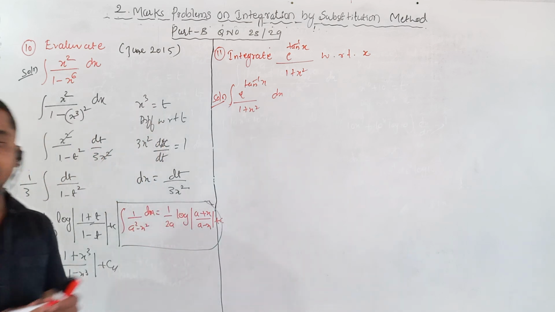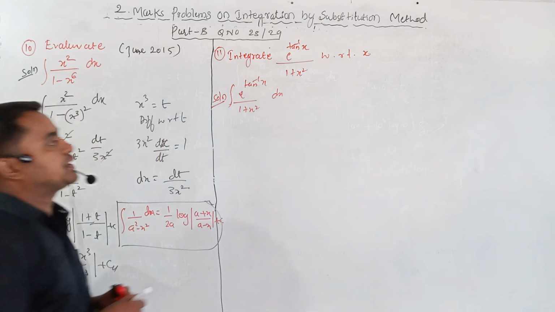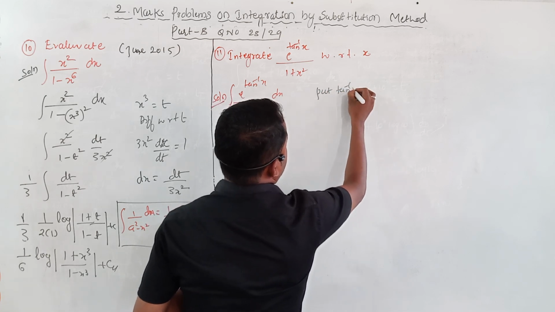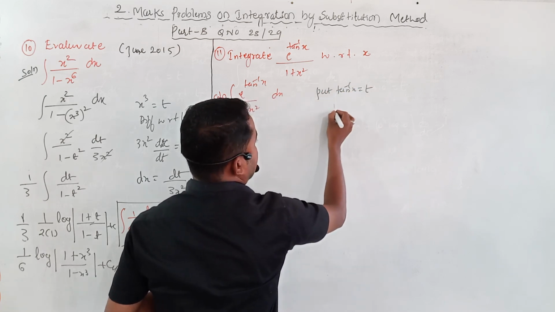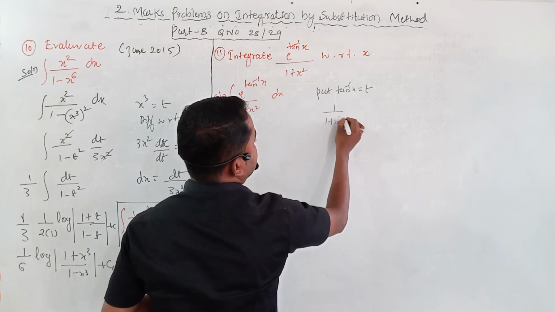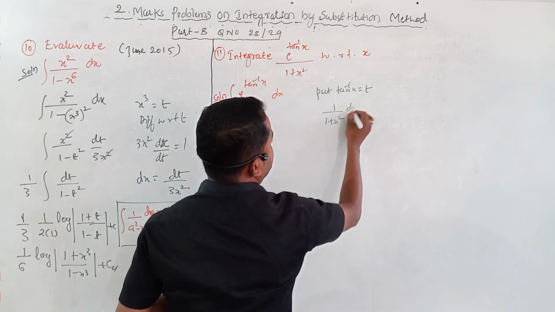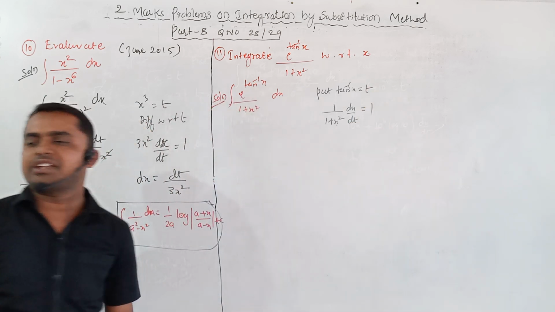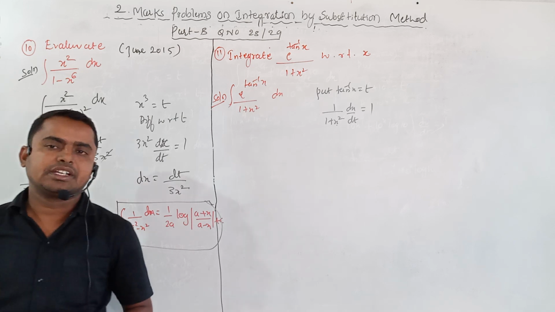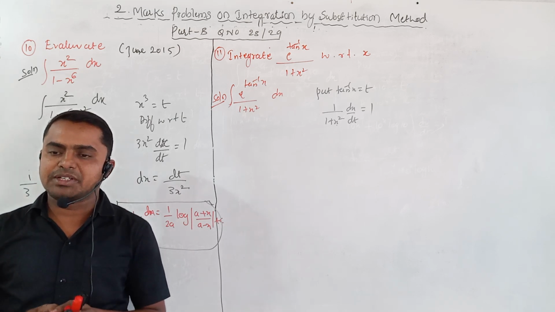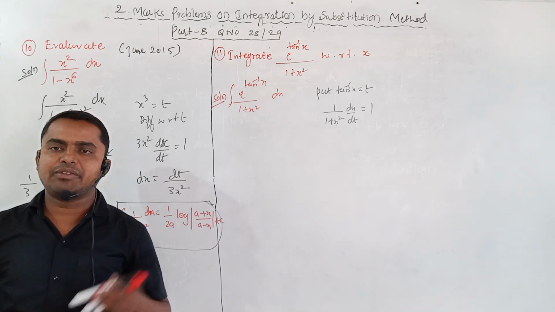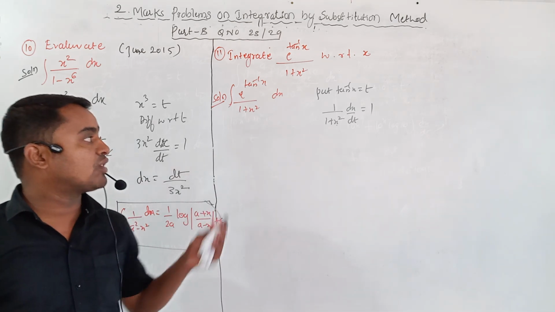Now take the substitution tan inverse x is equal to t. Put tan inverse x is equal to t. Differentiate: the derivative of tan inverse x is 1 by 1 plus x square, and the derivative of x is dx by dt. The derivative of t is what? 1. The derivative of tan inverse x is a standard function, nothing but 1 by 1 plus x square. And solve for dx.